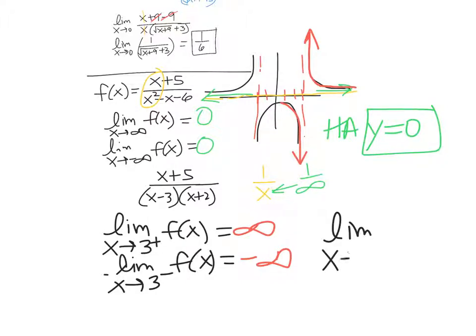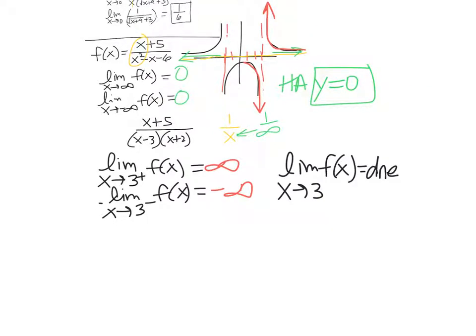So what can we say at 3? The limit does not exist at 3. Okay? They're not equal. Infinity and negative infinity are not equal. Like, they're the most not equal things ever, actually. And then I would ask you, what are your vertical asymptotes? You can see them on the graph. I graphed them. One's at x equals 3, and the other one is at x equals negative 2.